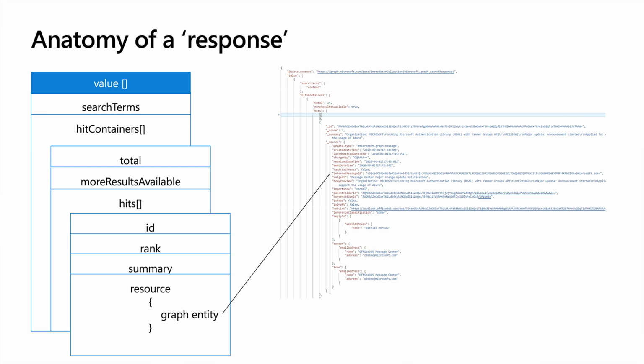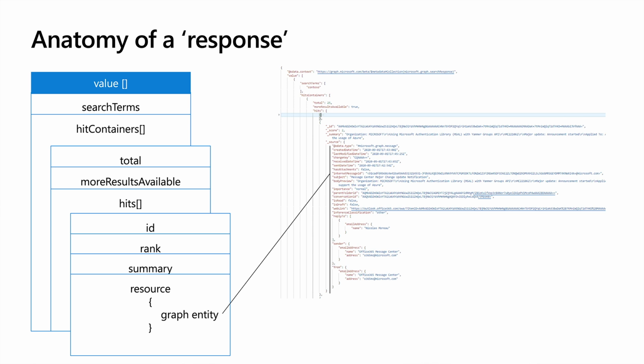You get total, which is the total number of matches in the index, as well as more results available, which is a Boolean that indicates whether all the results fit on the page, or if there are more results. And to get more results, you can do paging and ask for more. And we'll look at paging a little bit later.